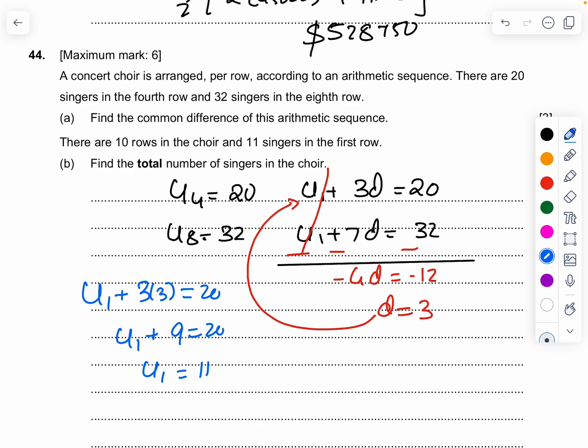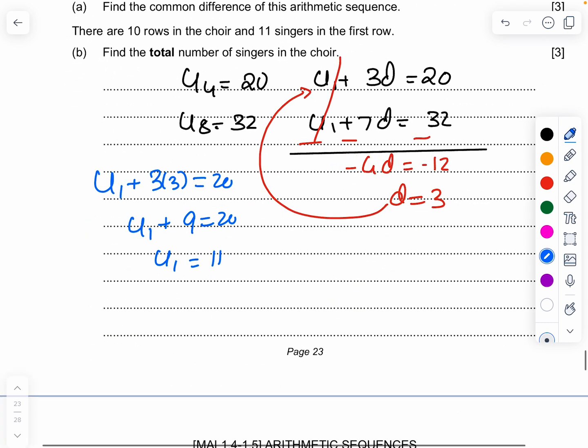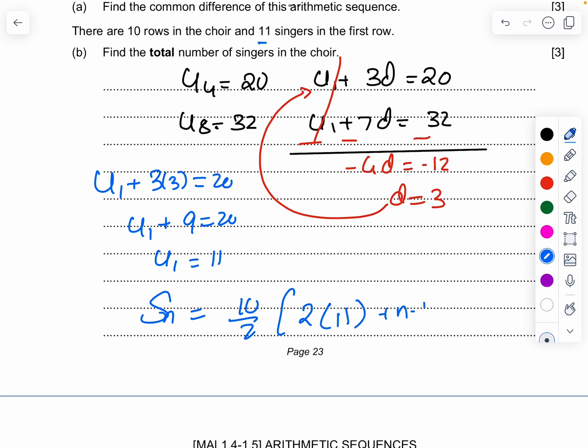Find the total number of singers in the choir. There are 10 rows, so we have to find Sn. So it is 10 upon 2 times 2 times U1, which is 11, plus n minus 1 times D. n is 10, so 10 minus 1 times D. D is nothing but how much? 3. So what's going to be the answer when I simplify? 245.